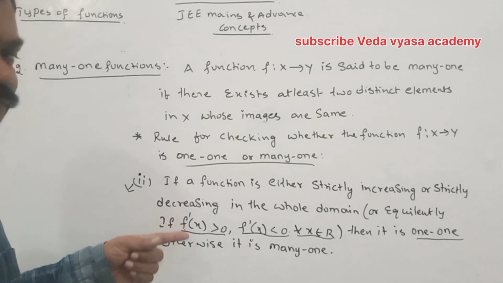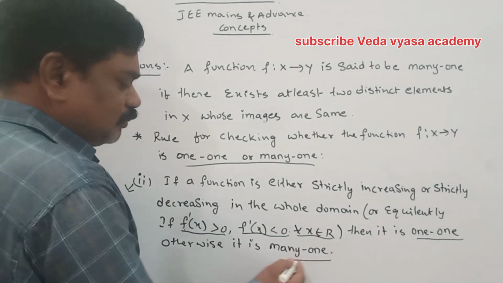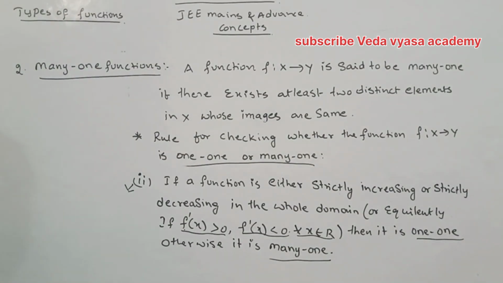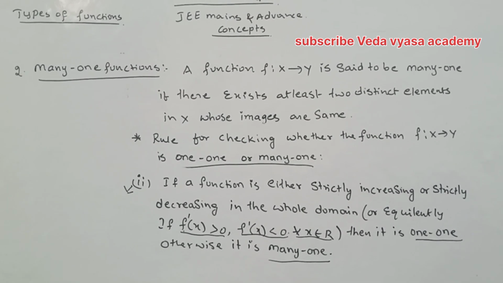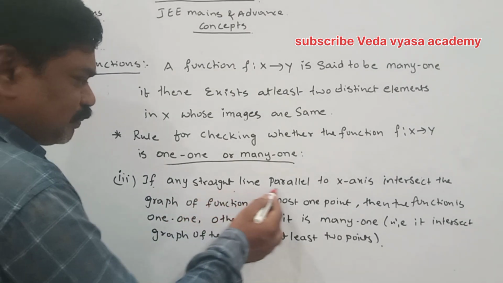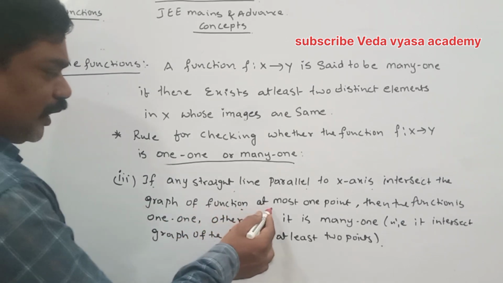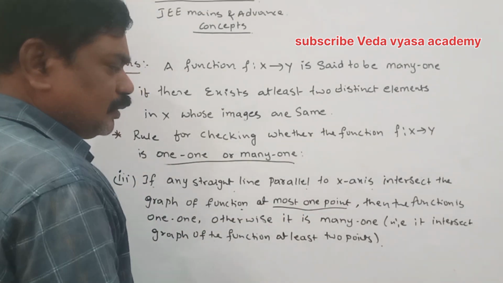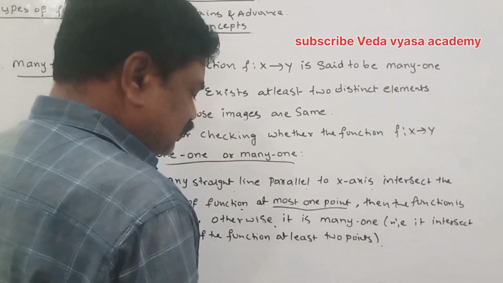If we can't decide f dash of x greater than 0, f dash of x less than 0, then it is many one function. Okay, all of you. This is the second rule for deciding many one function or 1 1 function. One more condition for 1 1 function: if any straight line parallel to x-axis intersects the graph of the function at most 1 point, then the function is 1 1. Otherwise, it is many one function.